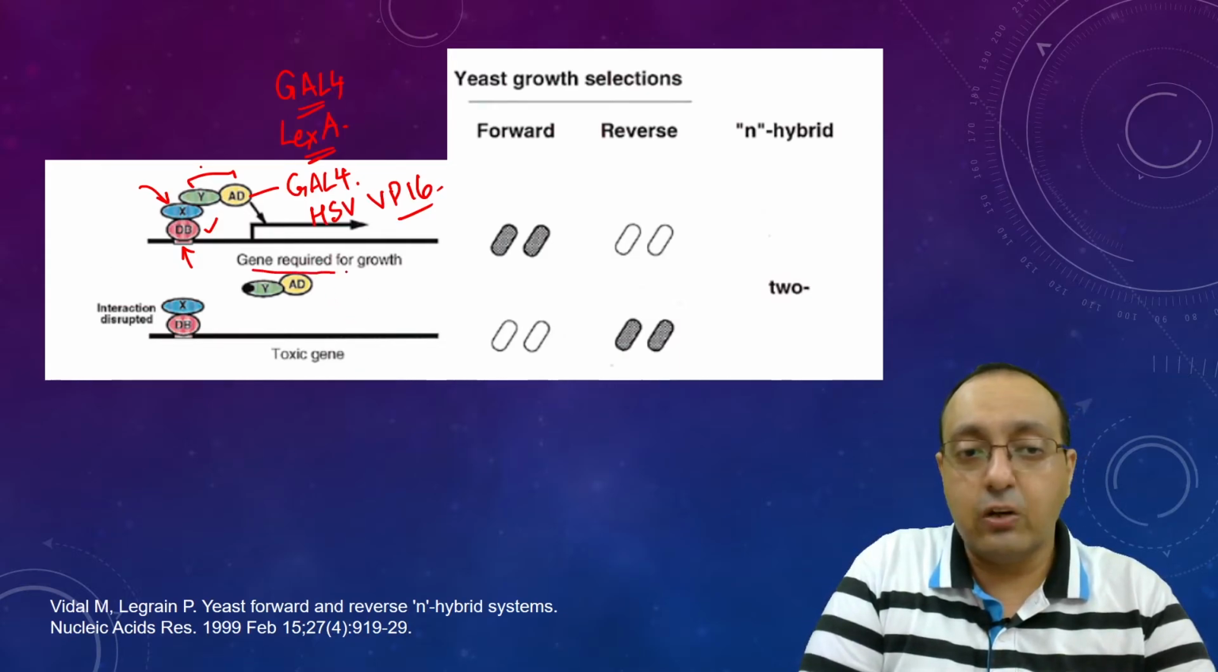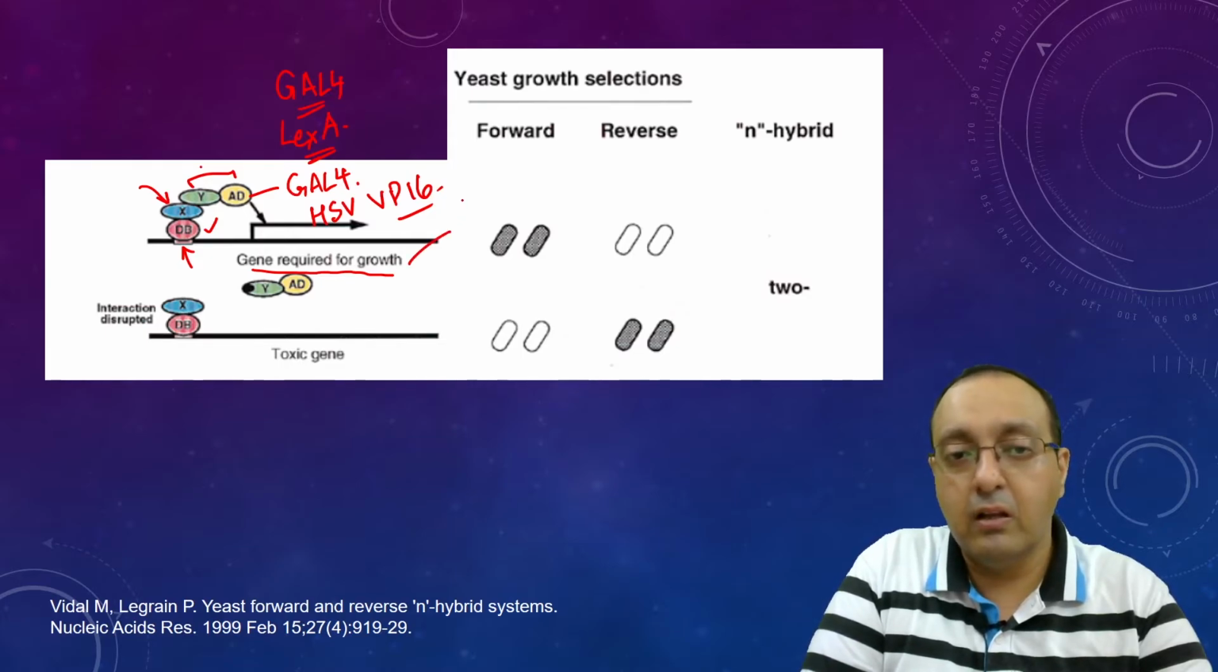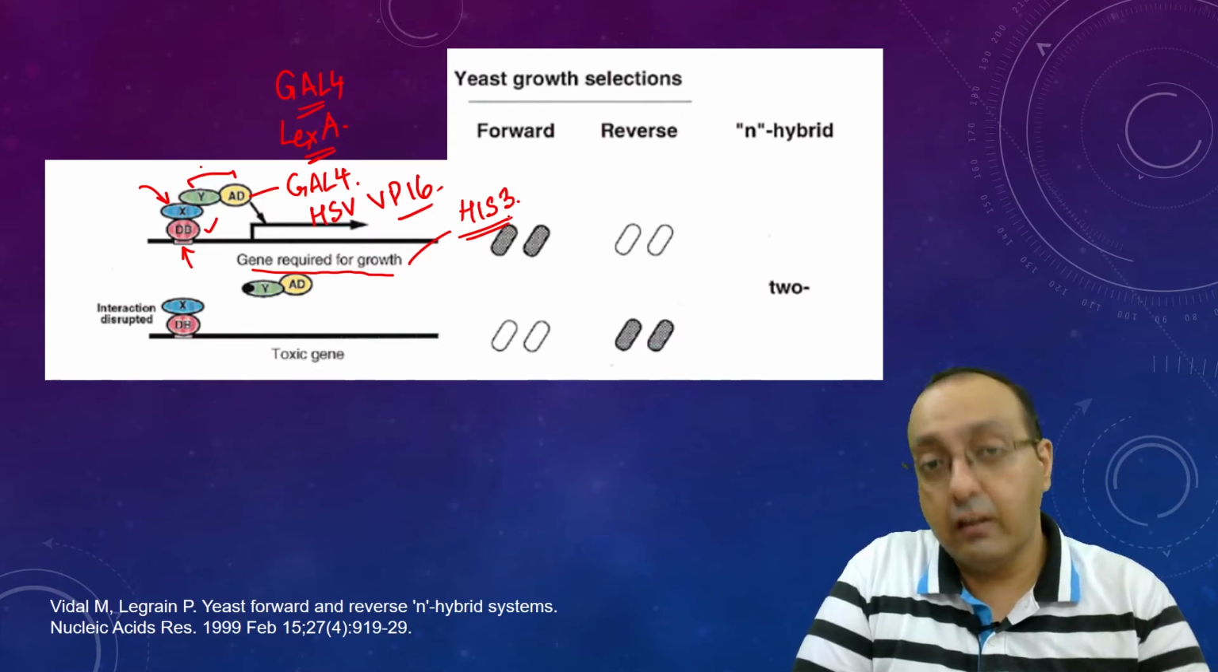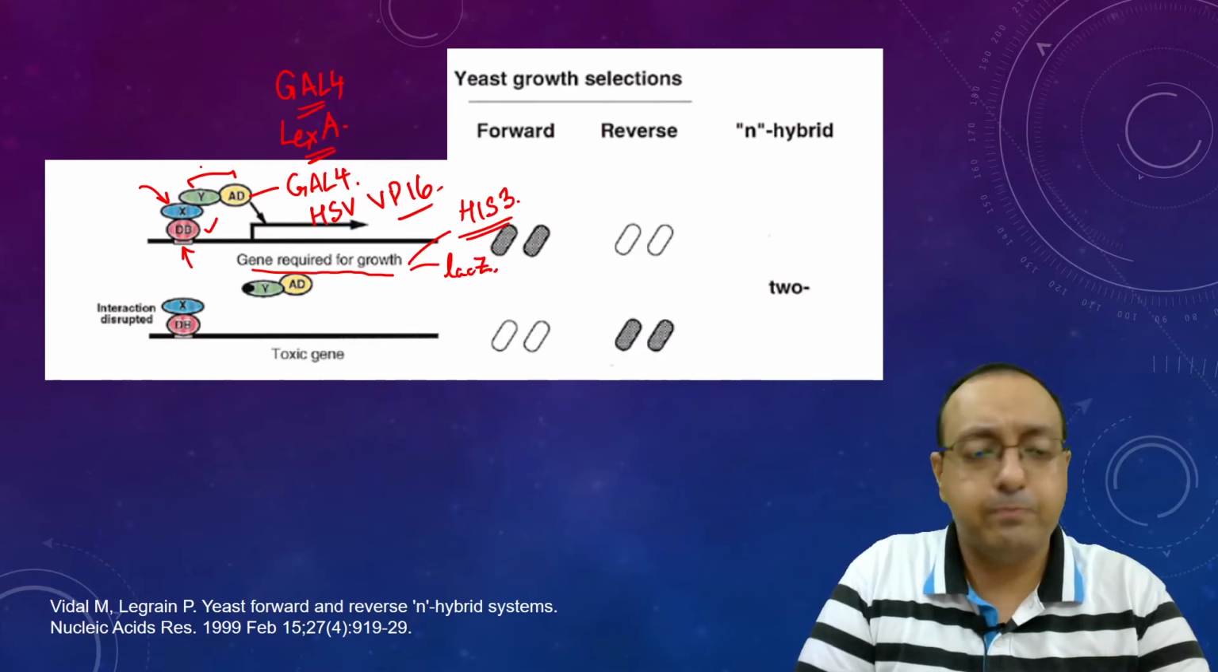And here is the gene required for growth. So this is the reporter gene. This can be, for example, HIS3. So the cells will be able to grow without histidine if the interaction happens. Sometimes the reporter gene is, for example, lacZ, which can give a colorimetric assay.